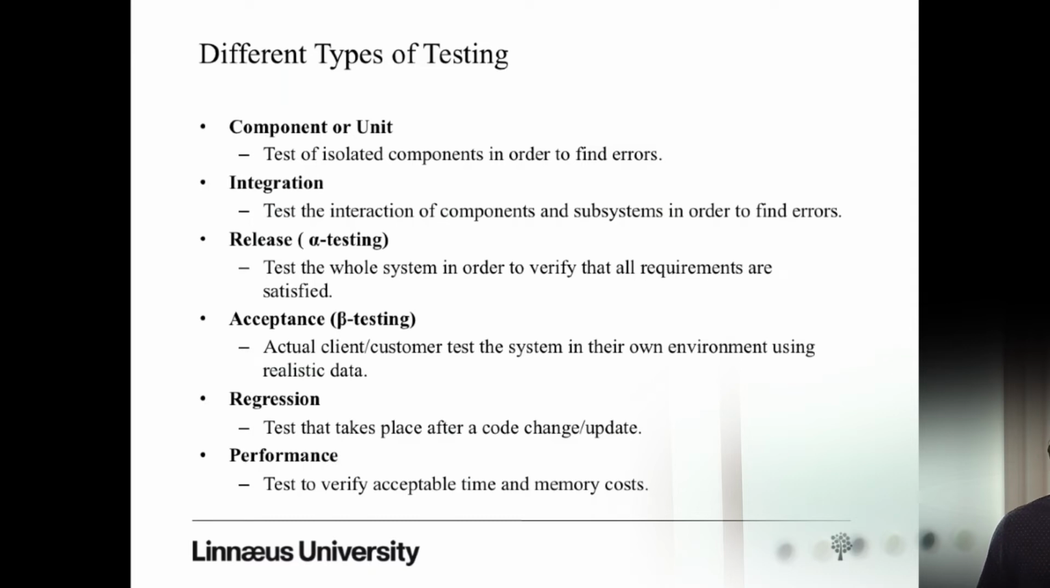In software engineering terminology there are also other terms that we use, like alpha testing, beta testing, and also regression and performance testing. Alpha testing is the testing that you, as a software developer or company, do at your own end without involving the customers. But sometimes you also test the system using actual customers.